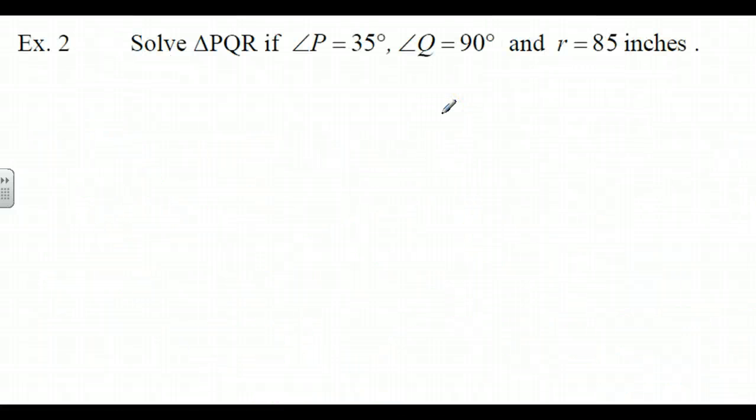Example 2. Now you'll notice in example 2, we're not giving you a diagram. It says solve triangle PQR, and there's information. So what we're going to do is draw our own diagram.